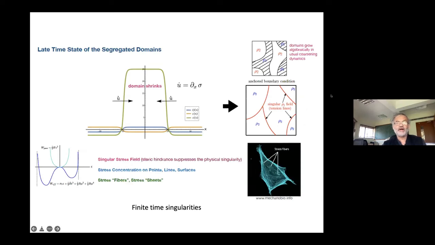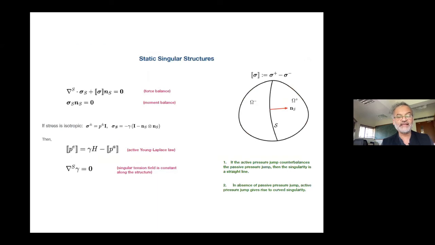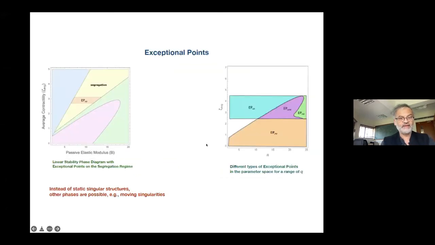There is an interesting relationship between the difference in pressures and the active stresses and the curvature of these lines as a consequence of mechanical force balance and moment balance. And I just listed here sort of an extension of the familiar Young-Laplace equation. It says that the difference between the elastic stresses on either side of the singular interface equals a tension multiplied by the curvature of that interface minus the difference between the active stresses coming from either side of this interface.